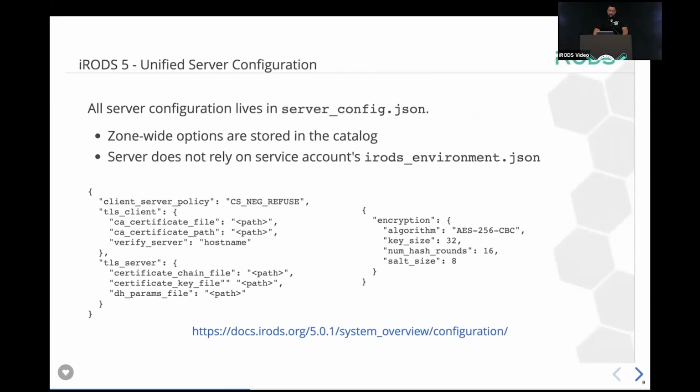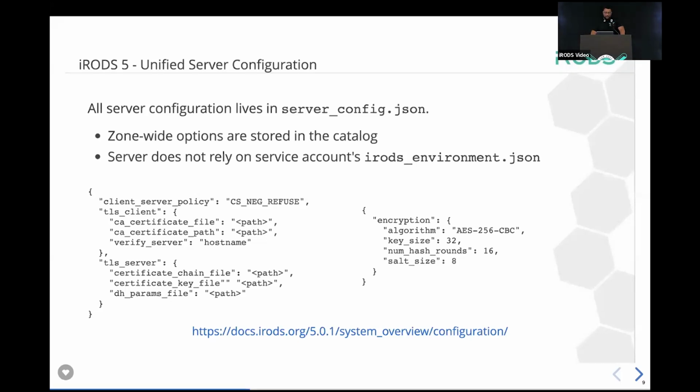All right, so now about the unified server configuration. As I mentioned, for those who have looked at the release notes for iRODS 5, they will know that all of the server config information is now located in server_config. The server no longer depends on the service account's irods_environment.json file. So if you want to make changes to your server, all you have to know about is server_config.json, and then if there are zone-wide options, you can check the catalog for that. So the mental model around configuration is simplified.